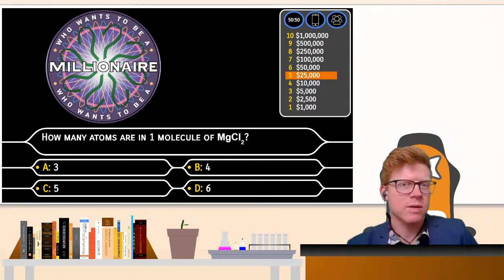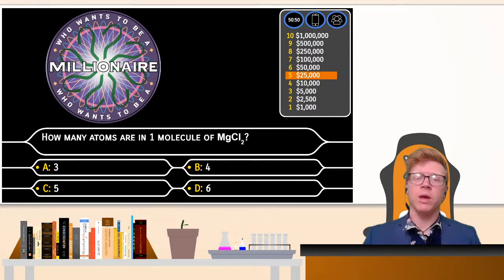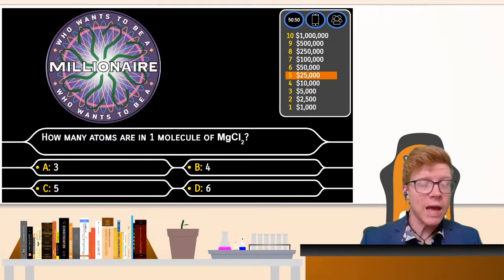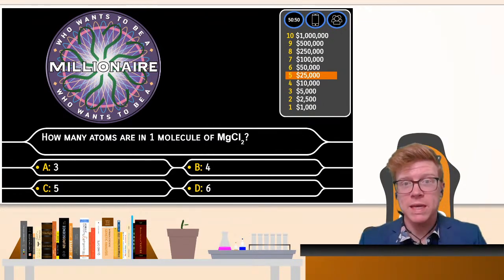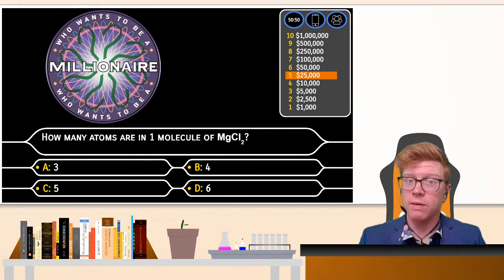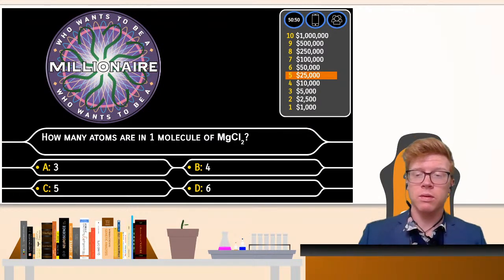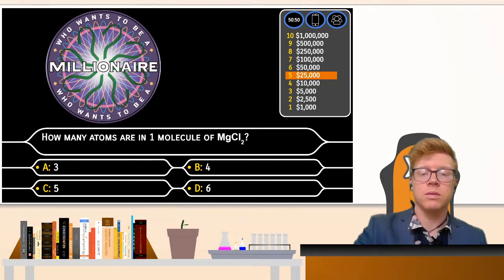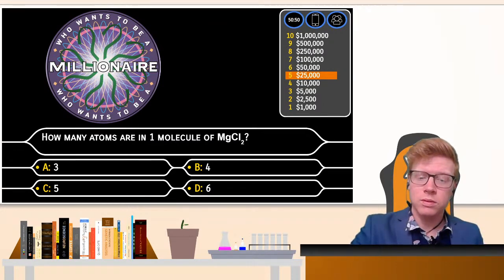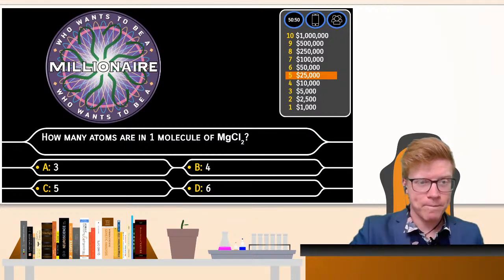How many atoms are in one molecule of MgCl2? Is it A, 3? Is it B, 4? Is it C, 5? Or is it D, 6? Okay, hopefully you've got yourself our final answer. This is a big jump up.